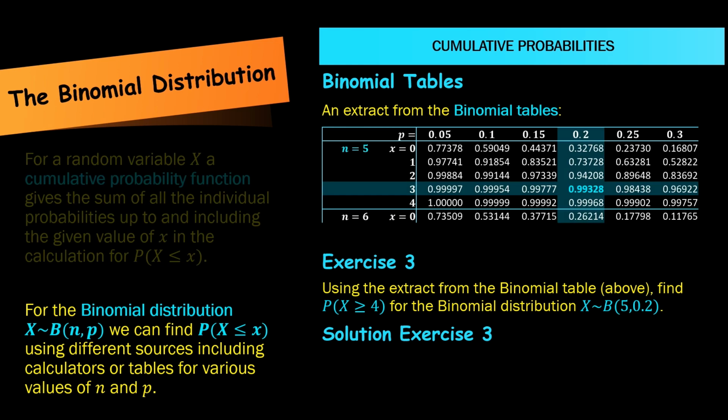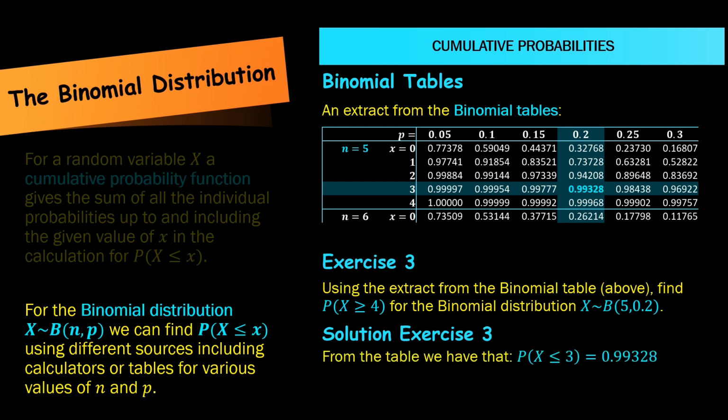So in the table we've highlighted the column for p equals 0.2 and the row for r equals 3 in the section for n equals 5. You may be wondering, why have we highlighted the row for r equals 3 when we're asked for the probability that x is greater than or equal to 4? Of course, the probability that x is greater than or equal to 4 is 1 minus the probability that x is less than or equal to 3. And this is why the row for r equals 3 has been highlighted.